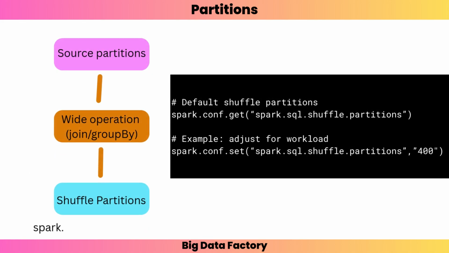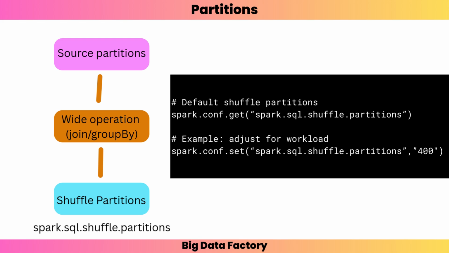Partitions really start to matter when shuffle enters the picture. Any operation that requires data to be grouped or aligned by key, joins, group by, distinct, certain window operations, will trigger a shuffle. Spark uses shuffle partitions for that. That means even if your source data is nicely partitioned, a wide transformation can completely change the partitioning layout.